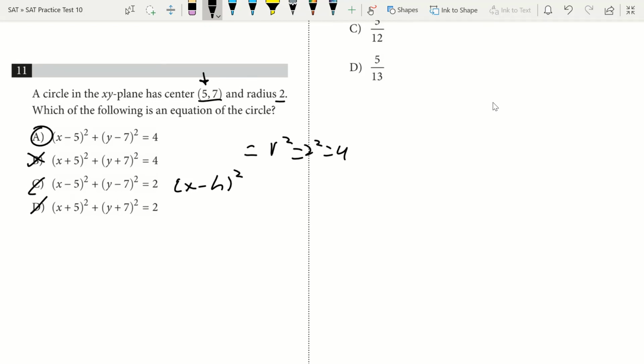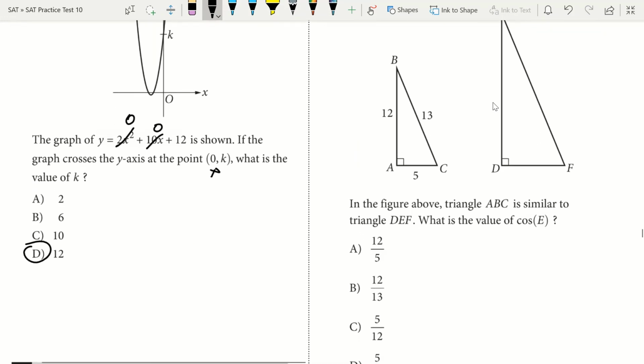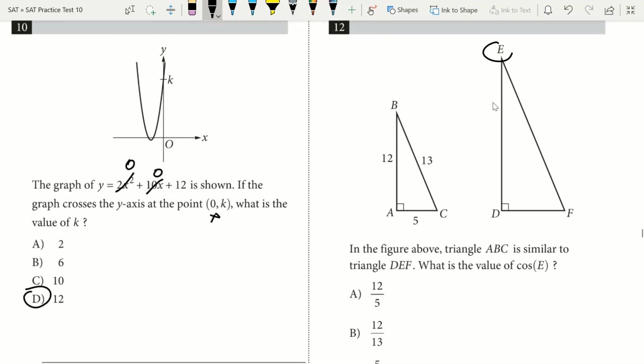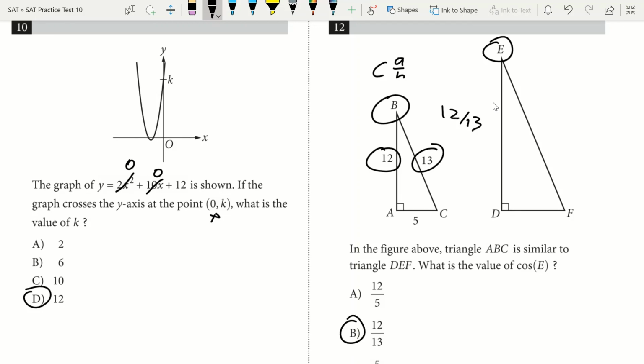All right, question 12. In the figure above, triangle ABC is similar to DEF. What's the value of cosine E? Well, I know that cosine E is going to equal cosine B, since they're similar triangles. I know that cosine is adjacent over the hypotenuse. I see my adjacent is 12 and my hypotenuse is 13, so my answer is going to be 12 over 13, which is answer choice B.